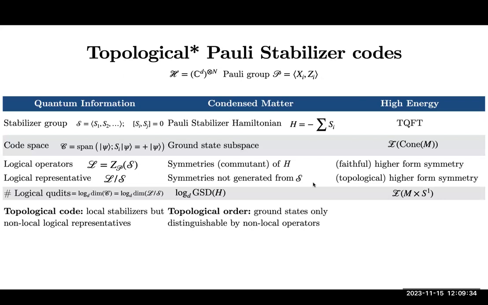There might be some confusing terminology, but at least in quantum information and condensed matter, people define these topological codes as having local stabilizers, while the logical representatives are non-local. This does not exclude these weird fractal models, which are not fully topological, but some people also call these topological. Hopefully this is a dictionary between the terminologies of different fields.